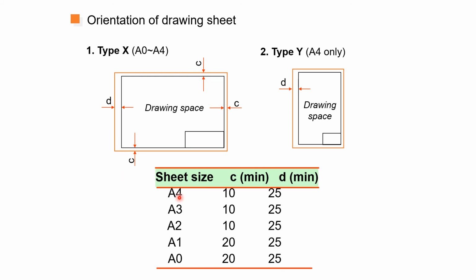When we use A4, the border is 10 millimeters. For C and D, we use half inch and 1 inch in our drawing. So here are different drawings with different standards, and in our class exercise we will use half inch, and for the left margin we will use 1 inch.